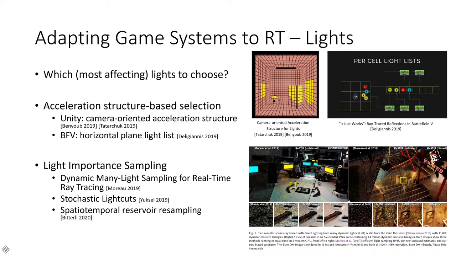But another approach is to treat this as an importance sampling problem, with some really great papers by Moreau and Yuksel. And lately, the spatiotemporal reservoir resampling paper from NVIDIA and Bitterli that shows how reservoir sampling can accelerate convergence for both biased and unbiased use cases. You can see from the images there, and handle millions of lights in milliseconds. So this is really promising.